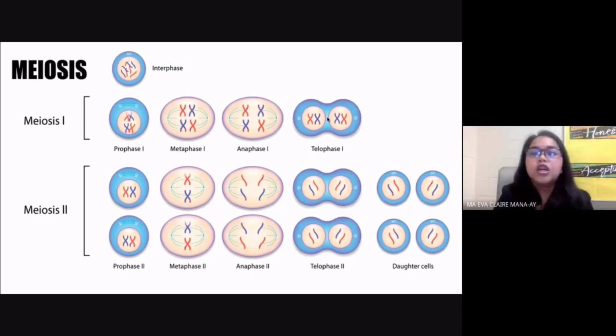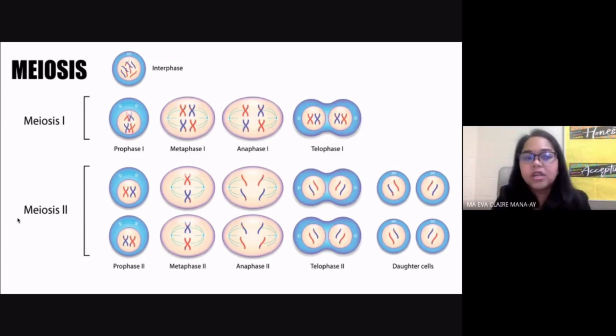Your telophase 1, unlike your mitosis, where you have 2 daughter cells that are diploid, they have the complete set of chromosomes. In here, you have 2 daughter cells, but these daughter cells are haploid. They only have half the number of chromosomes. Now, after this, meiosis is going to undergo another round of division.